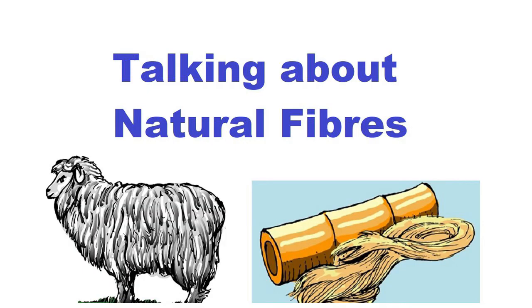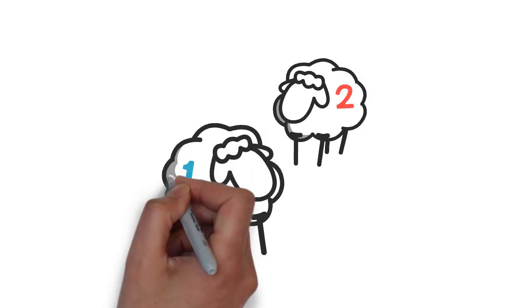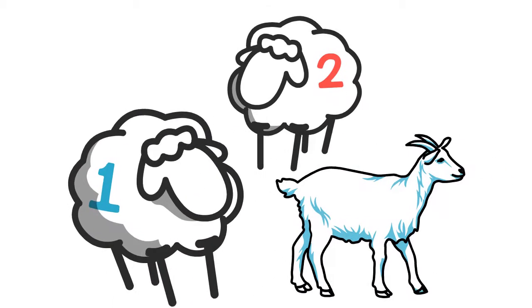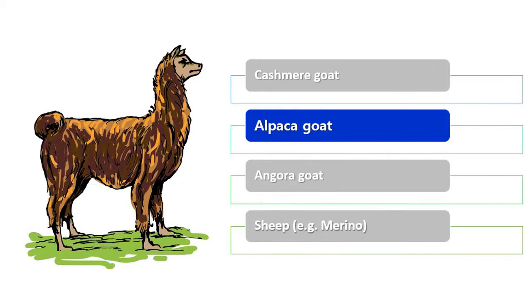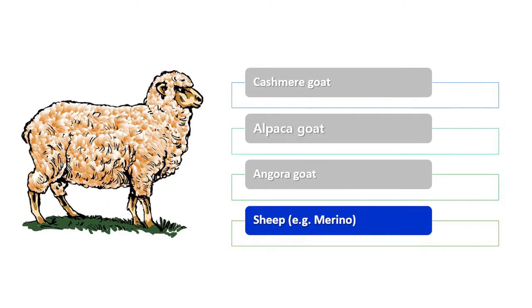Let's begin by looking at examples of natural fibers and then examples of synthetic fibers. Natural fibers can come from animals such as the following: the cashmere goat, which produces the beautiful and expensive cashmere wool; the alpaca goat, which produces alpaca wool; our very own Angora goats, which produce mohair; and merino sheep, which produce a wonderful wool fiber.